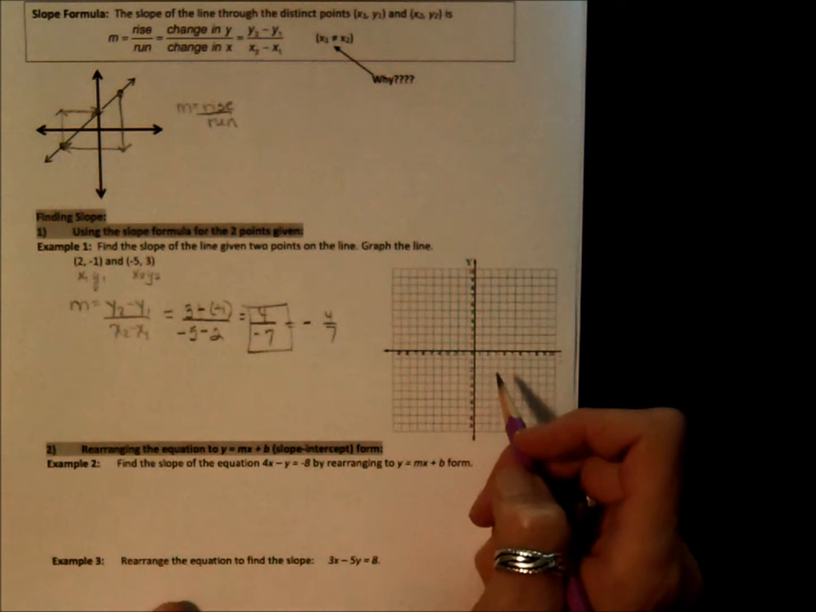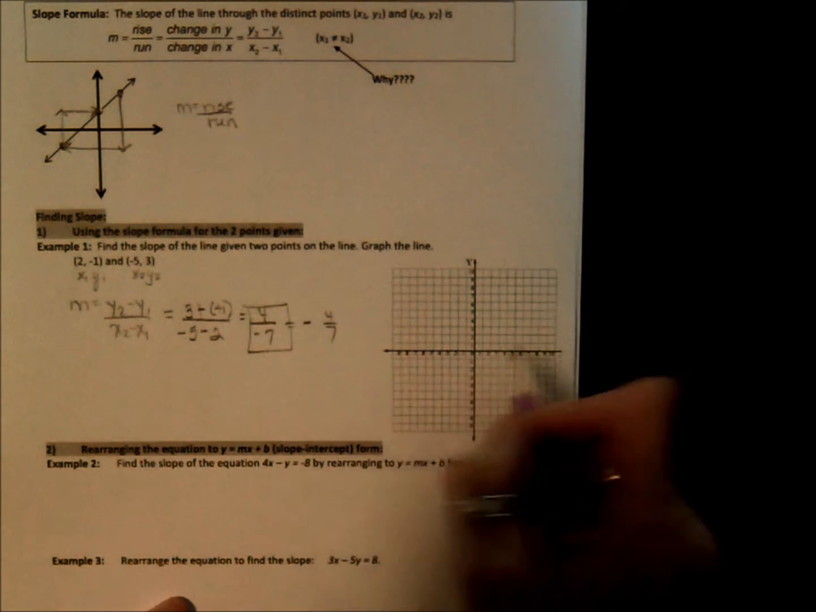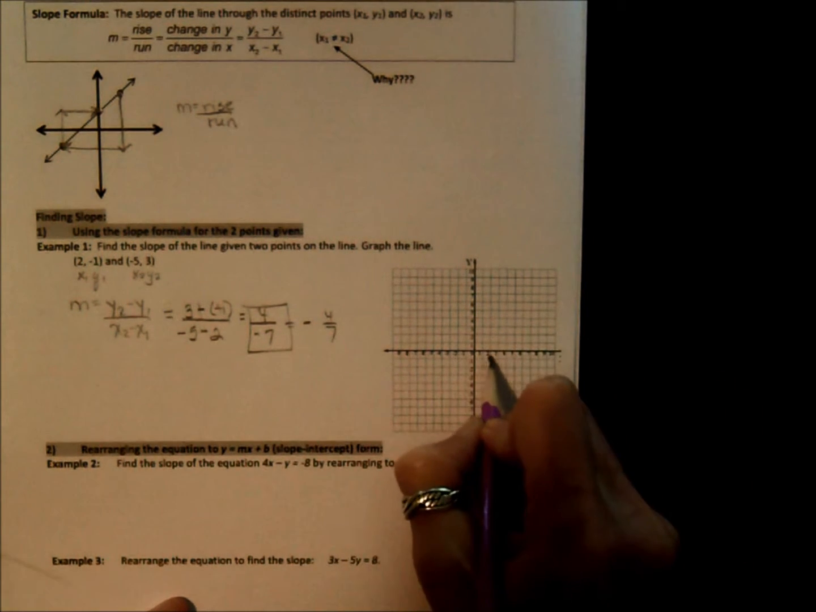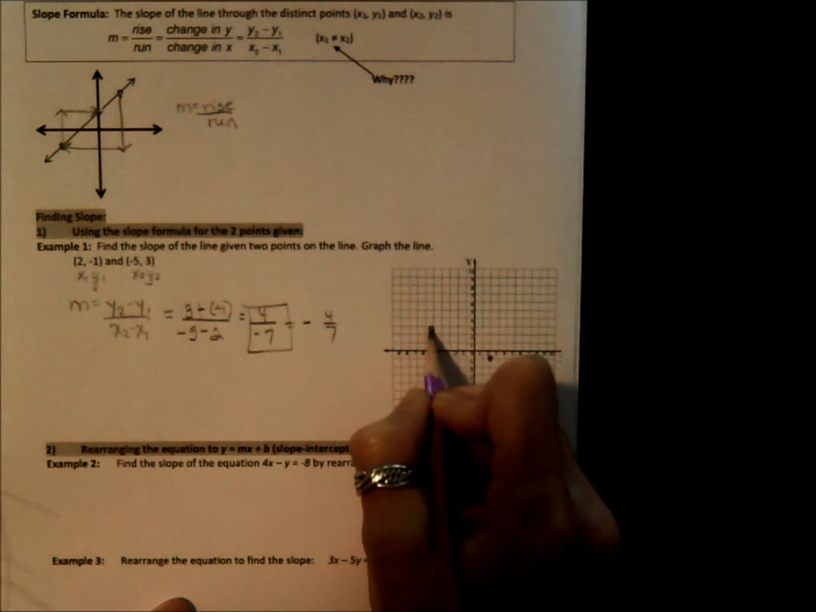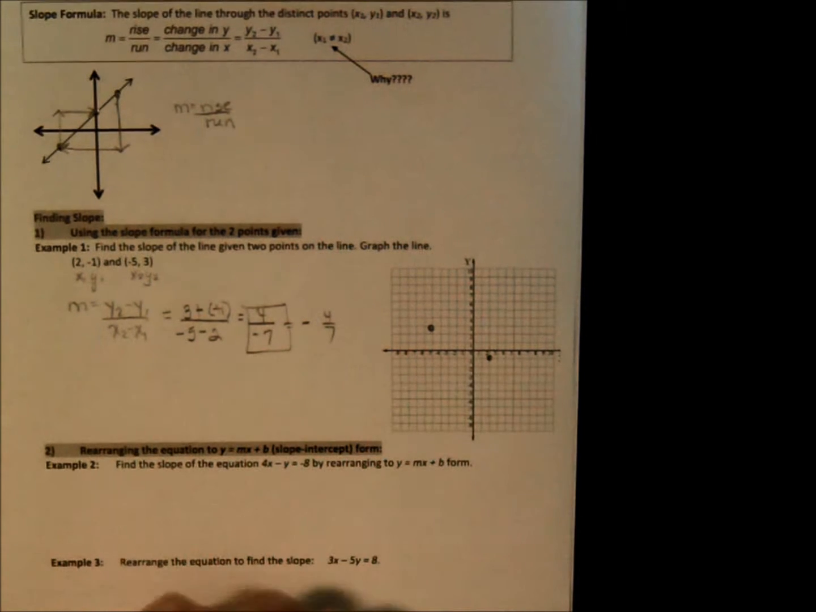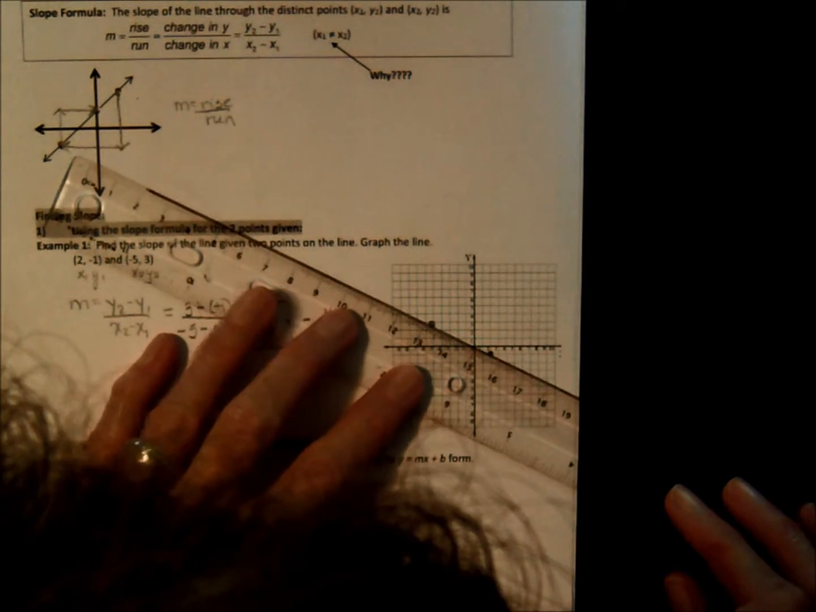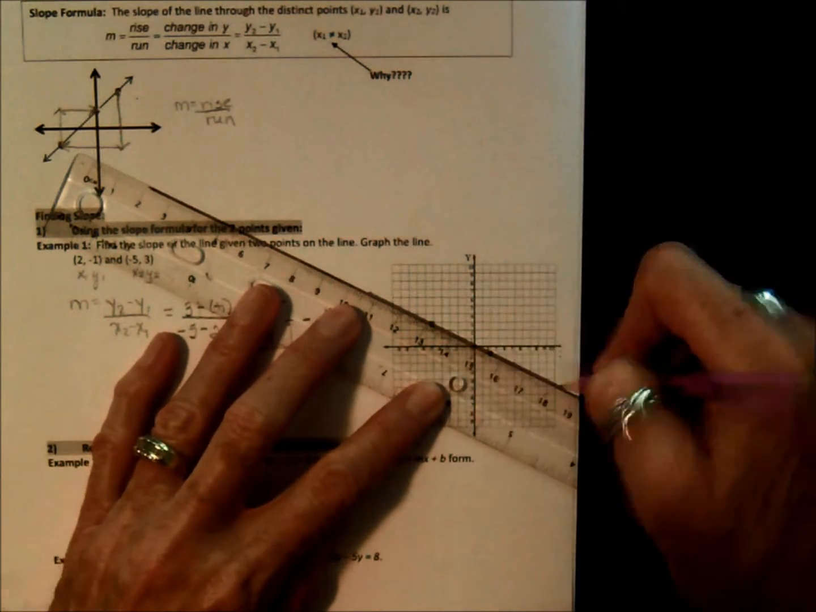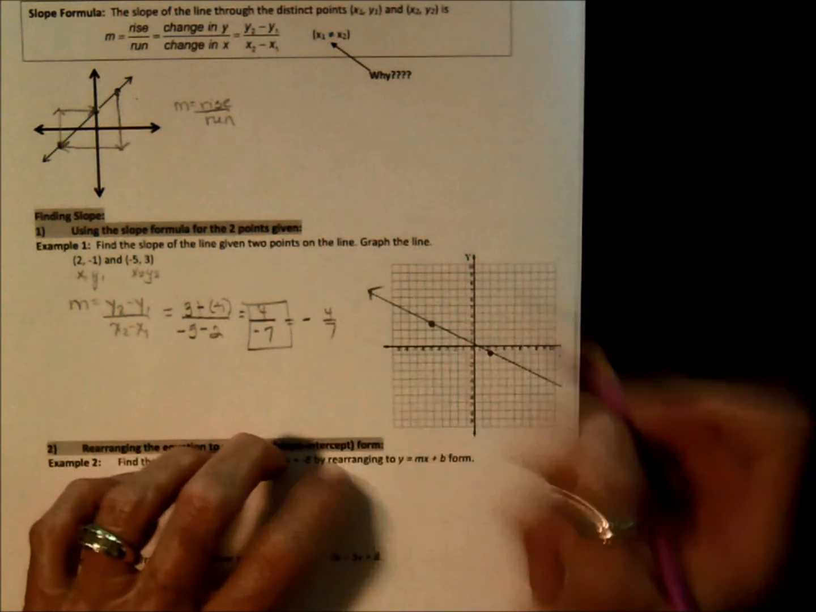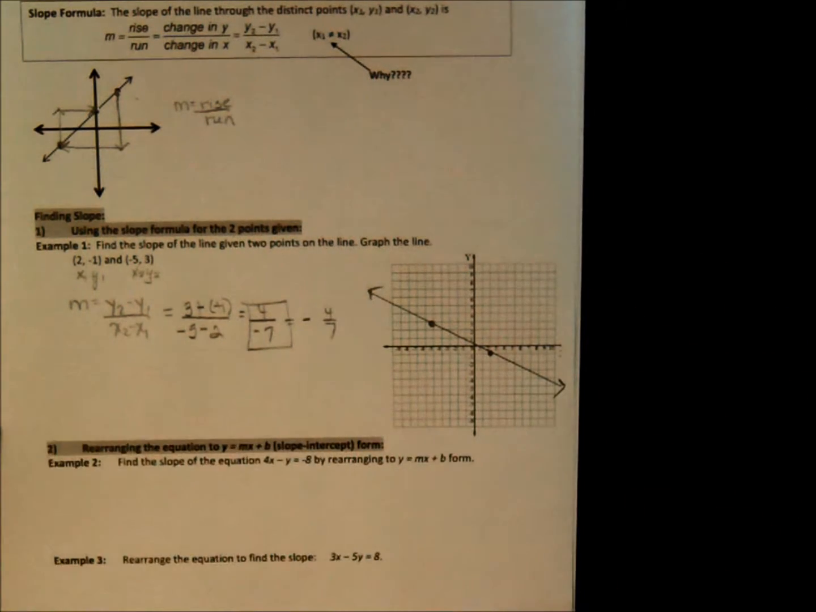Now let's look at why. We're going to do that on just this first one. So if I plot my points, the point 2, -1, and the point -5, 3, and then I use a ruler to connect those points to make the graph line. And then we're going to just count and see why it actually is -4/7.